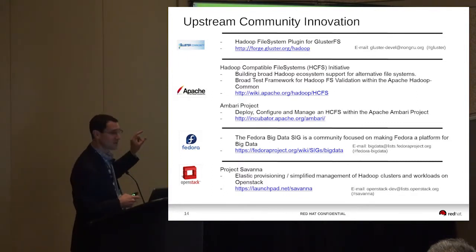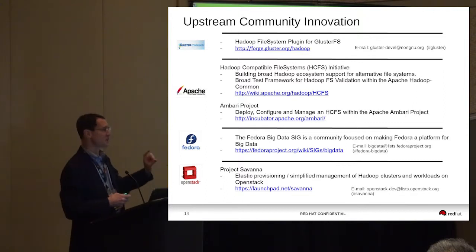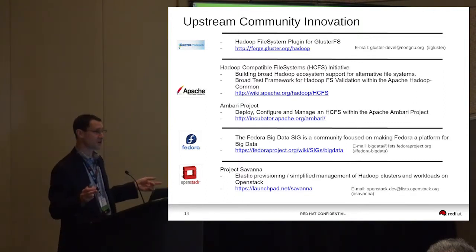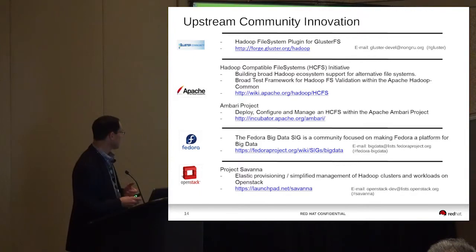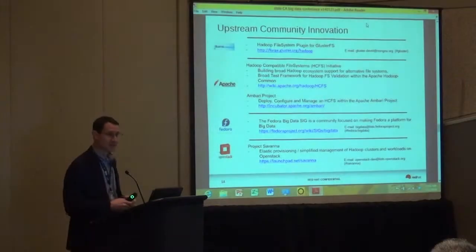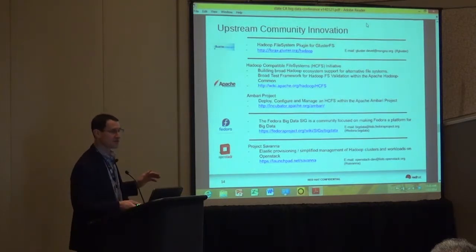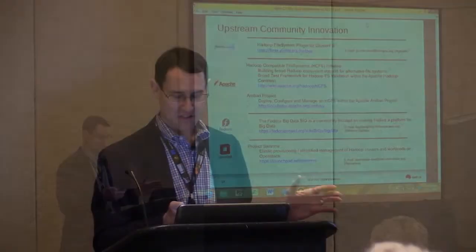For Apache, Red Hat has contributors that have made changes to Ambari, which is the open source management framework, to allow other file systems to plug into Hadoop, in addition to Red Hat Storage. So we wrote the handlers and the code in order to use non-HDFS file systems with Hadoop, and we contributed that to the community so everybody else could leverage it. Fedora I mentioned, and OpenStack I think I mentioned already. So these are just some examples of how Red Hat is engaging upstream in the open to try to drive innovation and solve the big data problem.